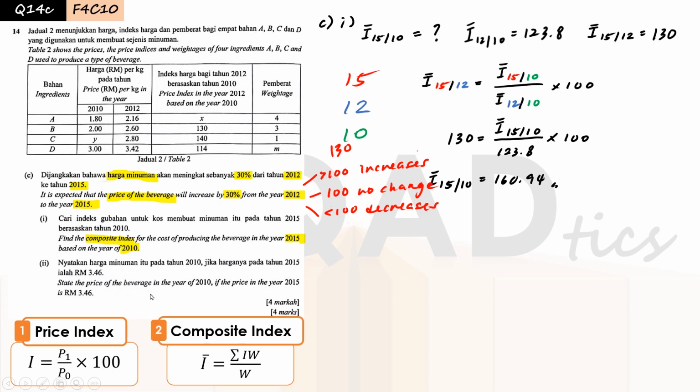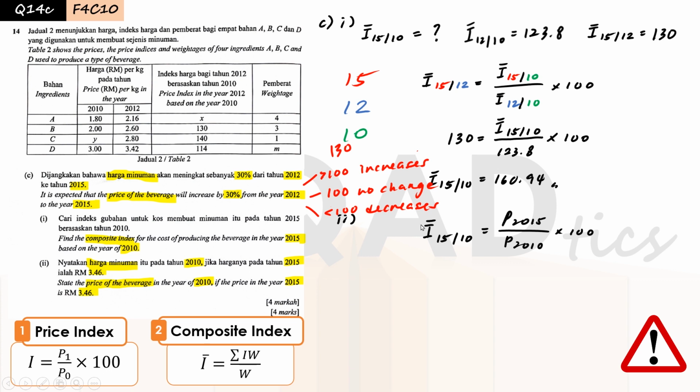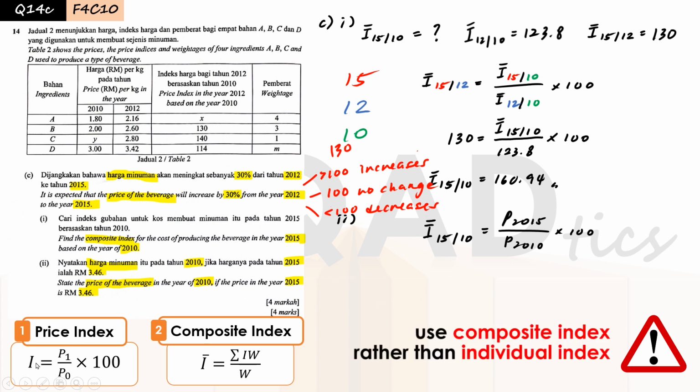And in part 2, we need to find the price of the beverage in 2010 if in 2015 the price is 3.46. Okay, so again this is the beverage, so we need to use the composite index and it needs to relate the years 2010 and 2015, which is the composite index that we have found just now. Since we are finding the price, we can use the first formula, the price index. But you see that we are using the composite index instead of the individual index. Again, because the beverage includes all of the ingredients, so I need to use the composite index, not the individual index based on the ingredients.